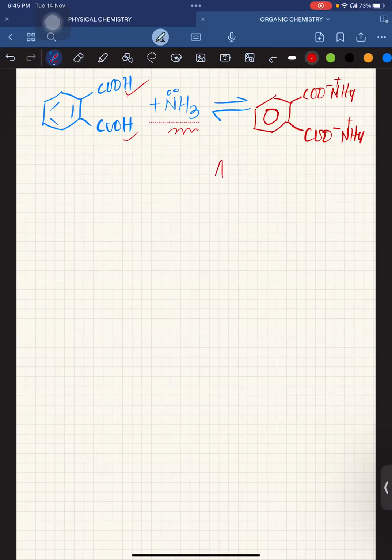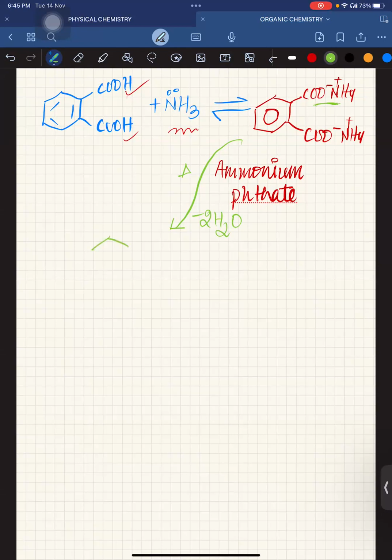This has a name that is ammonium phthalate. Ammonium phthalate. After this, if you are going to heat it, then you know what will happen. 2 molecules of water will be eliminated. If one C double O negative NH4 positive is there, one molecule of water will be eliminated. And since here there are 2, it will be 2 molecules of water you are going to remove.